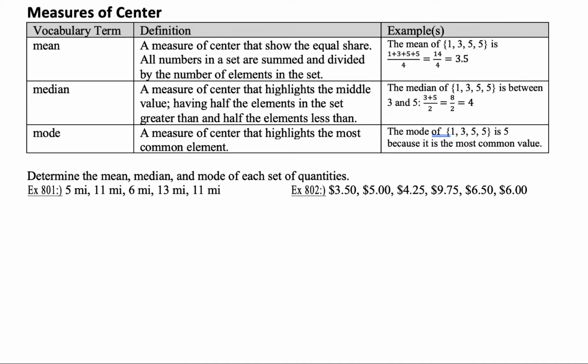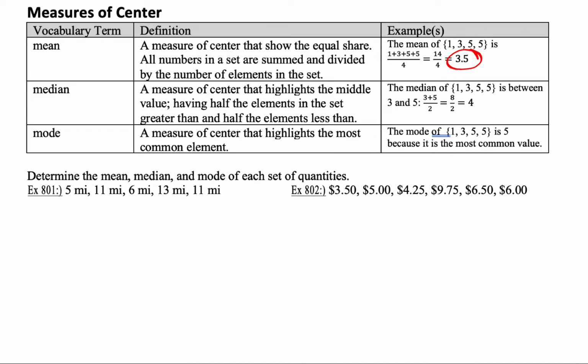All right, the mean we just talked about. It's a measure of center that shows the equal share. All numbers in a set are summed and divided by the number of elements in a set. And the example here for the numbers 1, 3, 5, and 5, it is 1 plus 3 plus 5 plus 5, all divided by 4.